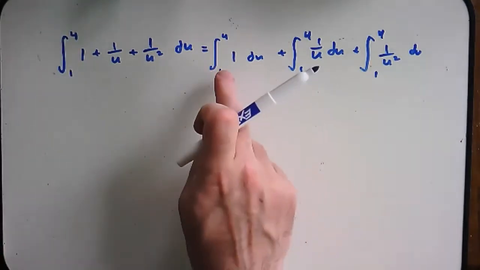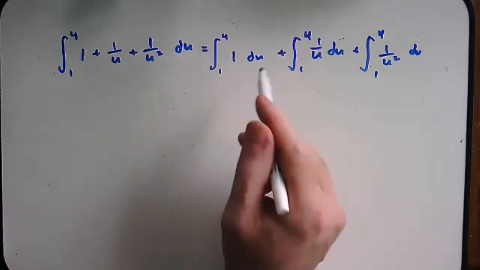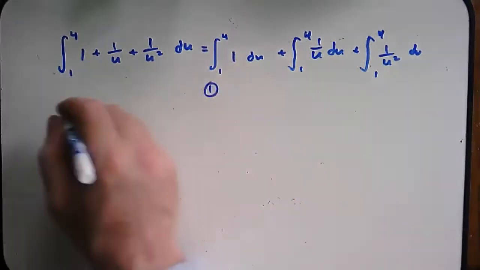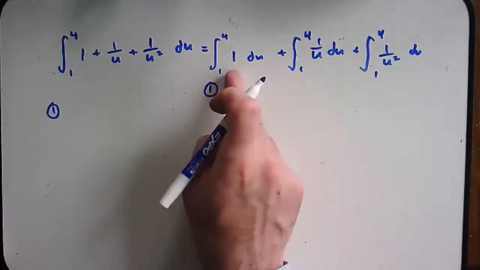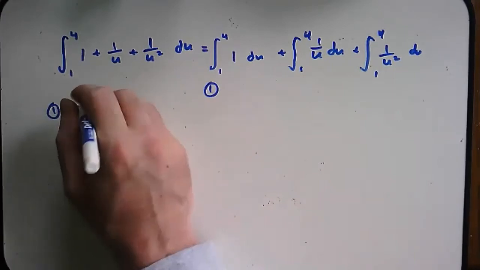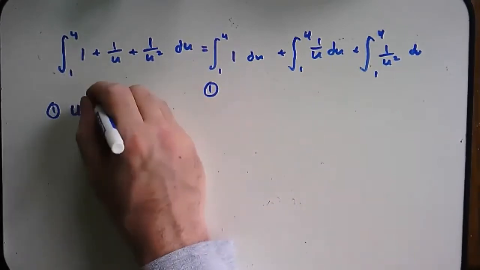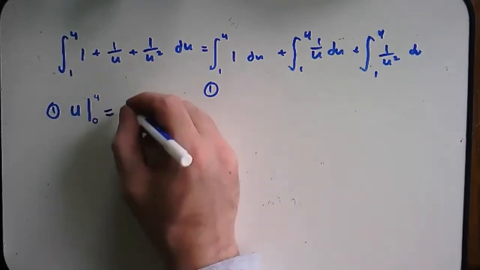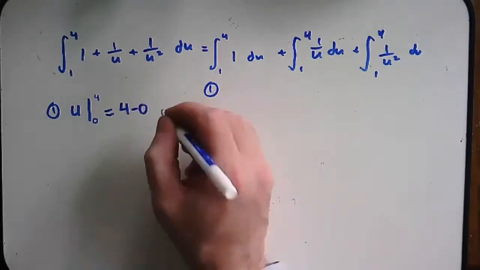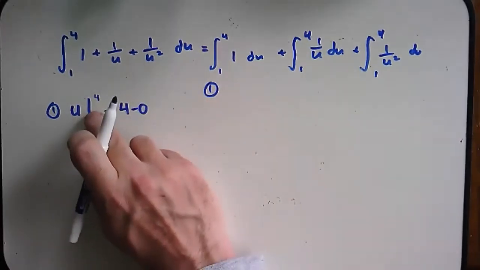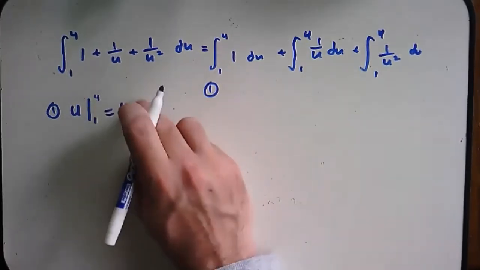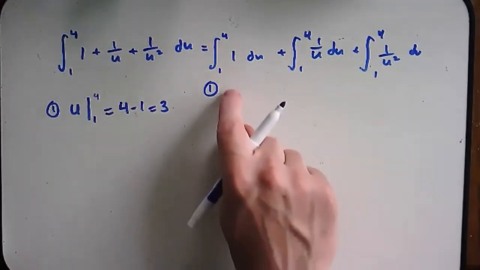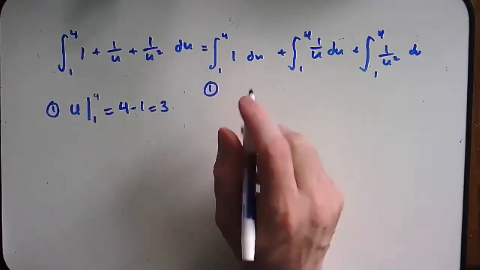So let's see. The integral from 1 to 4 of 1 du, well, I'll just do that as 1 here. Okay, so the antiderivative of 1 would be u. So we'll evaluate u at 4 and 1. And so that would just be 4 minus 1 equals 3. All right, so that's the value of our first definite integral.